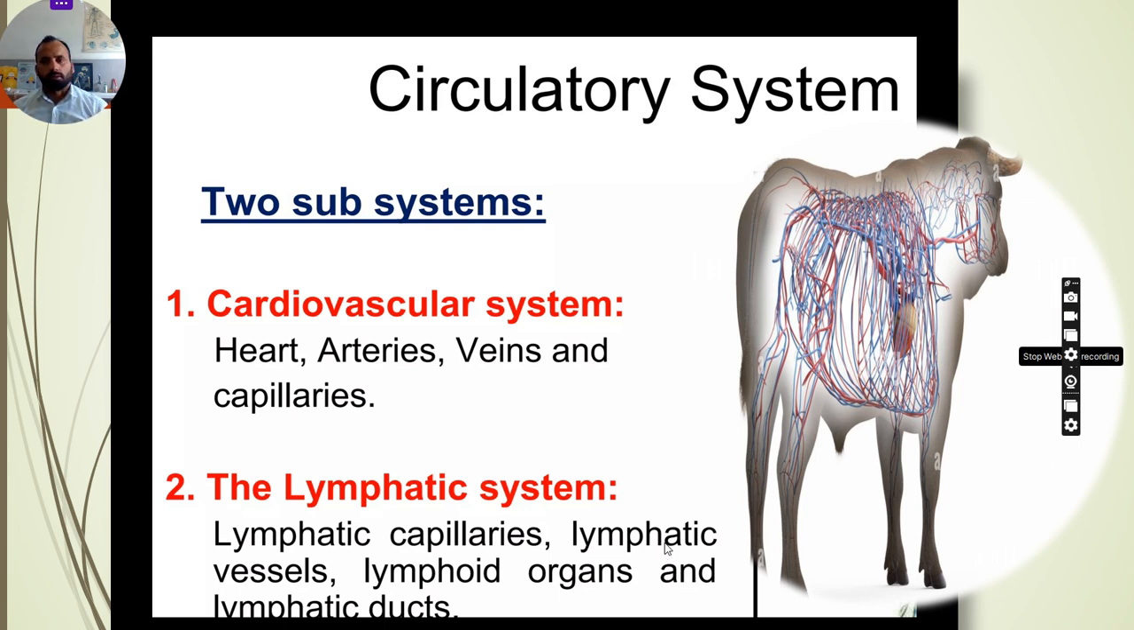As you know, the circulatory system basically consists of two subsystems in the body. One is the cardiovascular system and one is the lymphatic system. The cardiovascular system basically constitutes the heart, arteries, veins, and the capillaries. The lymphatic system has lymphatic vessels, lymphatic capillaries, lymphoid organs, and the lymphoid ducts.